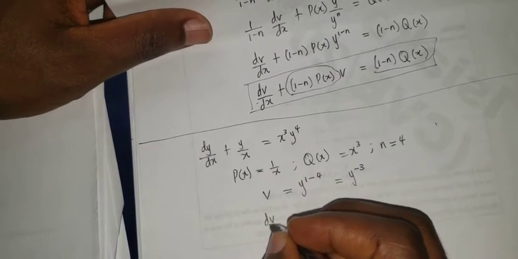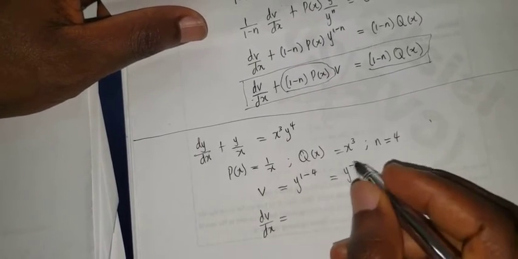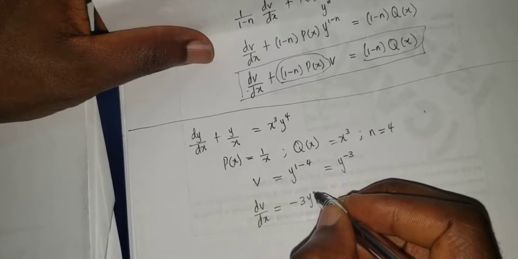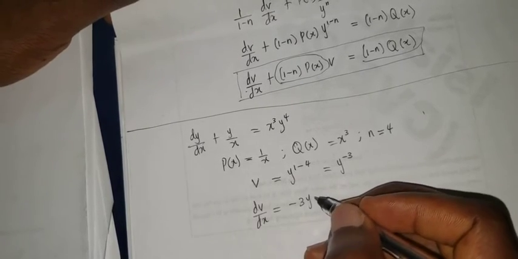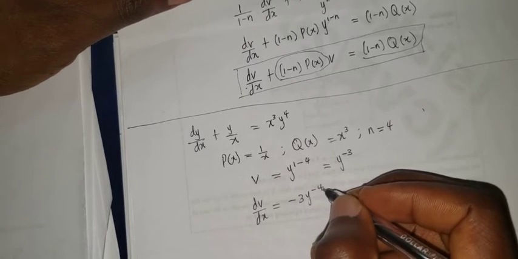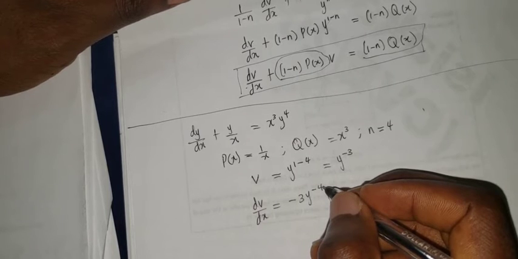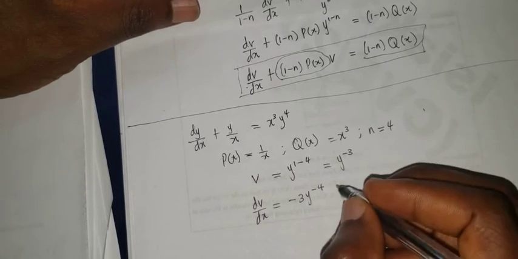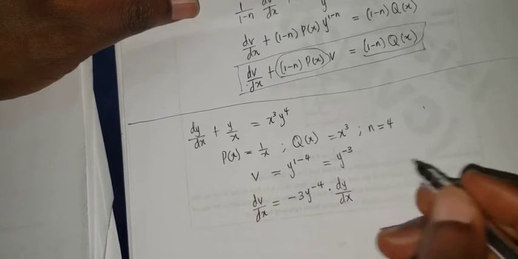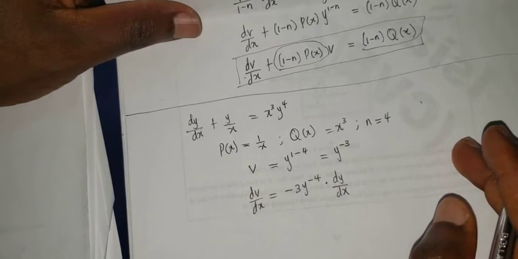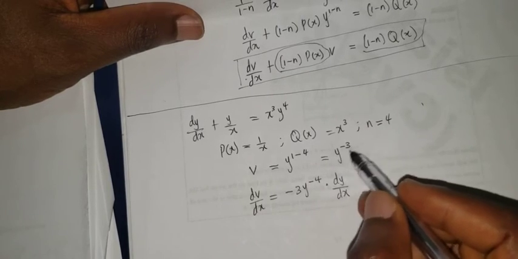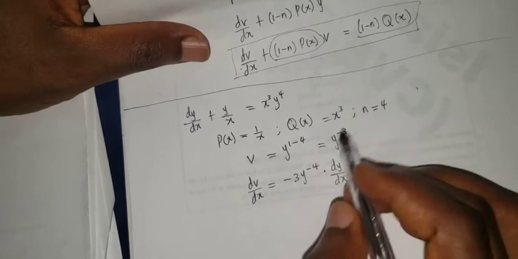From here we're going to have dv/dx equal to the derivative of this. Don't forget this is a function of x itself, so we'll first differentiate this to give us minus 3 y to power minus 3 minus 1, so that's going to be minus 4. Then we multiply by dy/dx. You first differentiate this, then multiply by its derivative because it's a function of x itself. So that's a function of a function.